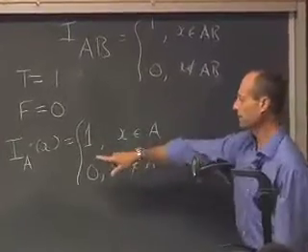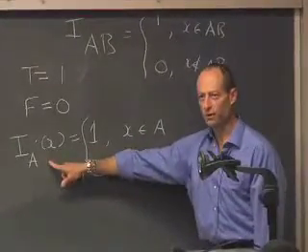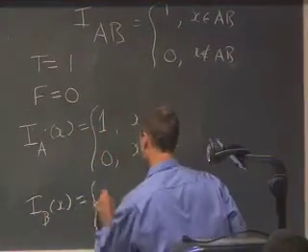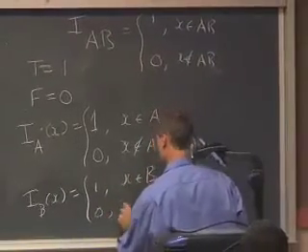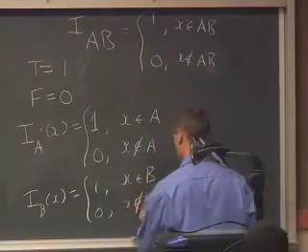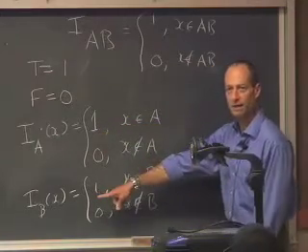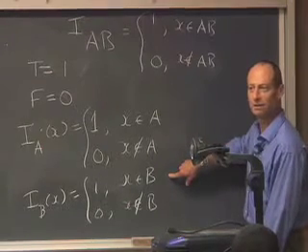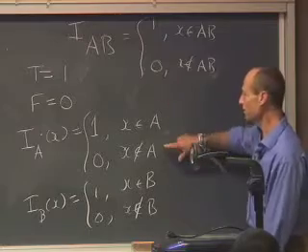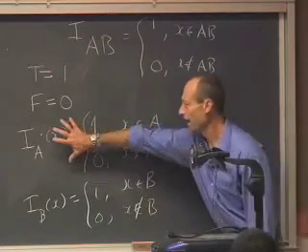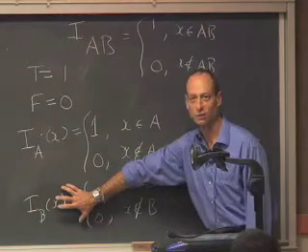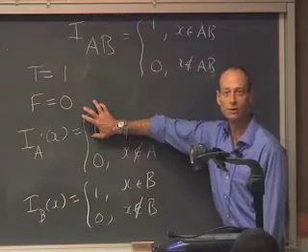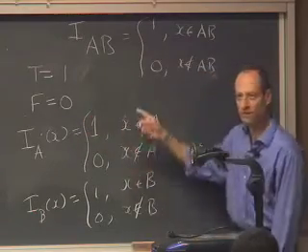Well, what happens if I multiply together the membership function of A and the membership function of B? So I have I_B of x is equal to 1 if x is in B, 0 otherwise. I_A times I_B is going to be equal to 1 if x is in both A and B, and otherwise it's going to be equal to 0. Because if you're not in A, then I_A is going to be 0, and 0 times whatever this is going to give you 0. If you're not in B, then this is going to be 0, and 0 times whatever this is going to give you 0. You're only going to get 1 if you're in both of them.